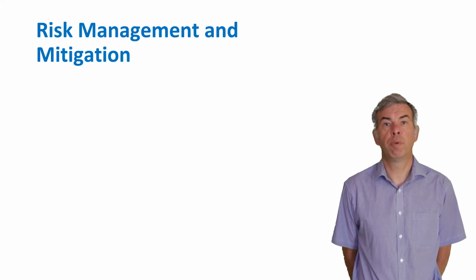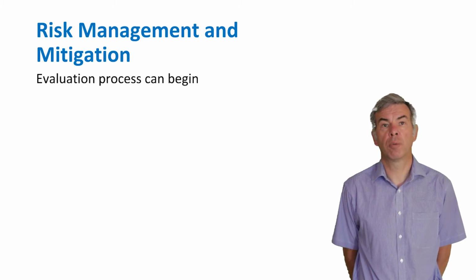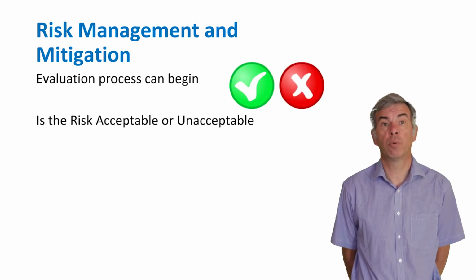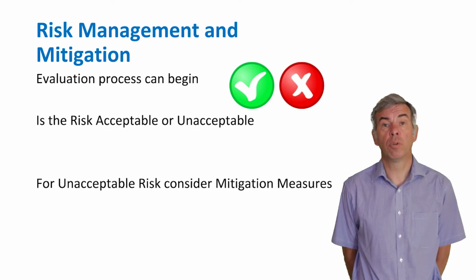Once the risk values have been plotted, the evaluation process can begin. Equipment can be ranked or prioritised according to risk. The risk matrix is also a good tool to show whether the risk is acceptable or unacceptable. And the use of the risk matrix also shows whether consequence or probability is driving the risk. For risks that are unacceptable, mitigation measures should be considered.